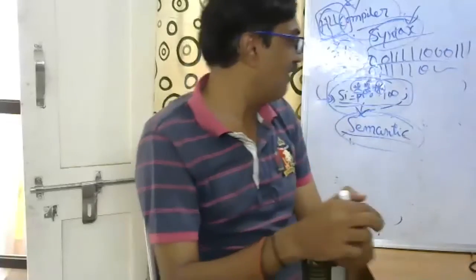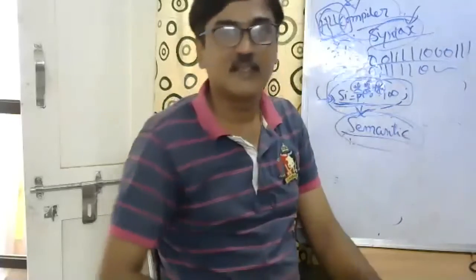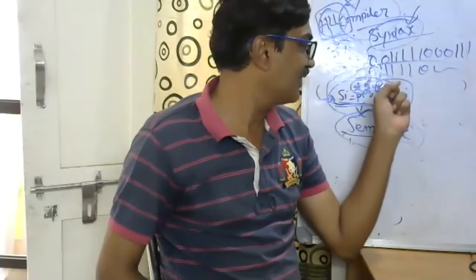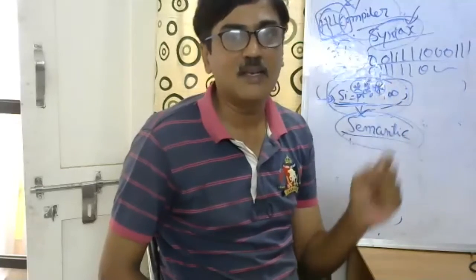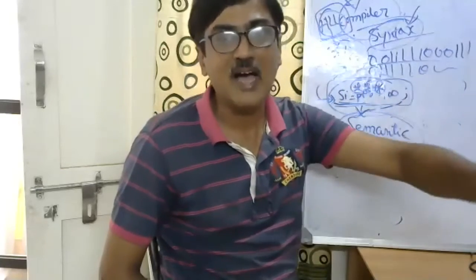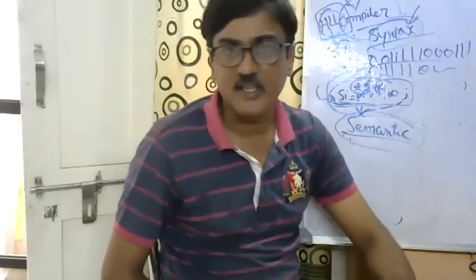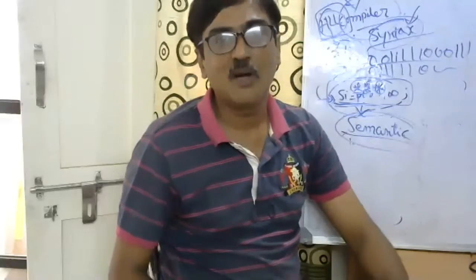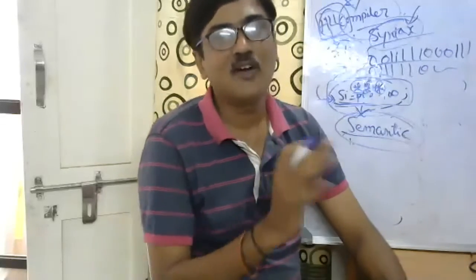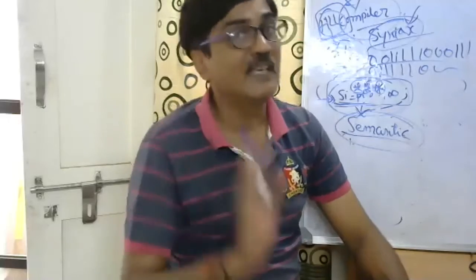So even if you have written the program like this, SI is equal to P into T into R into 100, using an asterisk symbol instead of a slash symbol, the compiler is not bothered about the meaning of that particular statement. It is like your English teacher.